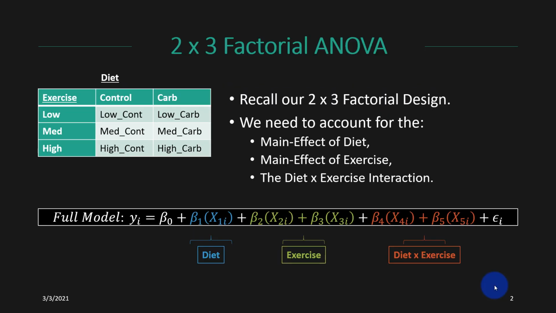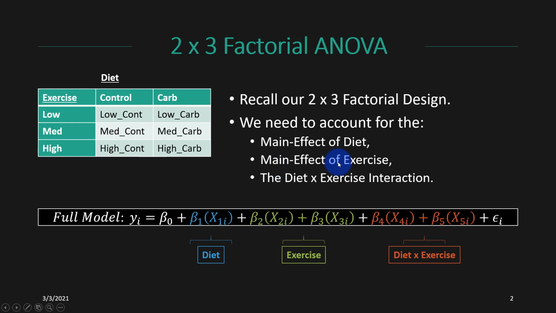So as a reminder, we had this hypothetical example where we had a 2x3 factorial ANOVA, where we had diet, which was a categorical factor with 2 levels, and exercise, which was a categorical factor with 3 levels, which ultimately meant there were 6 total groups that we could randomly assign individuals to, right? We have 6 groups because each level of diet is represented at each level of exercise and vice versa.